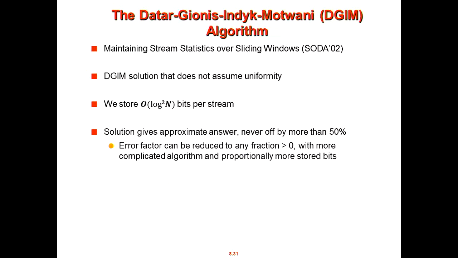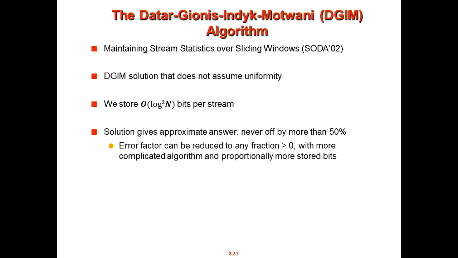Because of this, these four authors propose the DGIM algorithm to maintain the stream statistics over sliding windows. This paper was published in SODA in 2002. SODA is a very famous conference in computer theory. So this is a well-designed algorithm, and it does not assume uniformity. The data is not assumed to be uniformly distributed across the data stream.